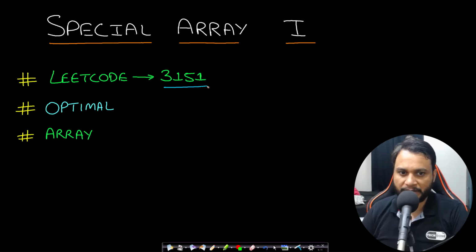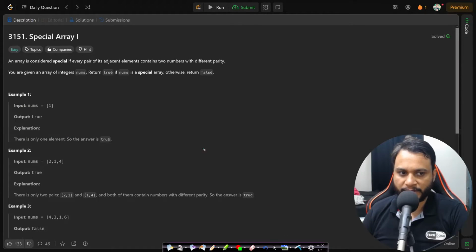In this video we will look at the Special Array 1 problem, which is from LeetCode number 3151. Let's now read the problem statement. An array is considered special if every pair of its adjacent elements contains two numbers with different parity. The parity here means either it is an odd number or an even number.